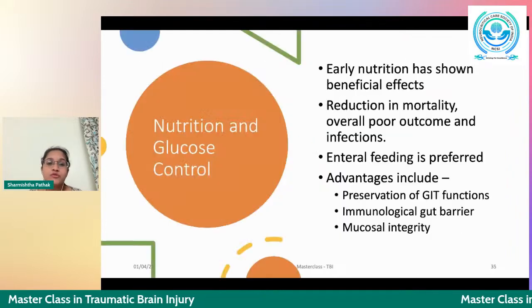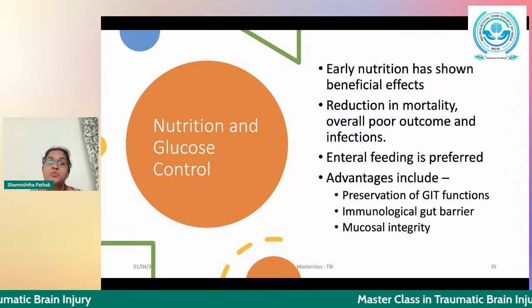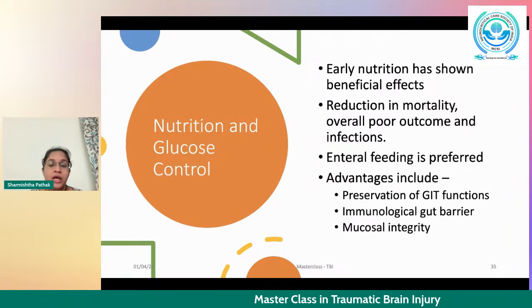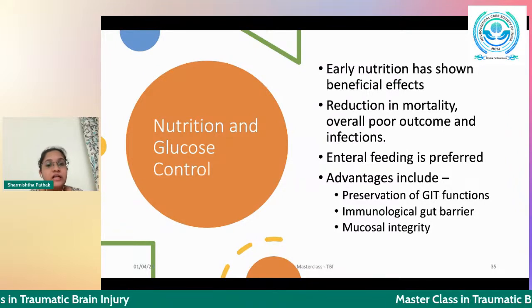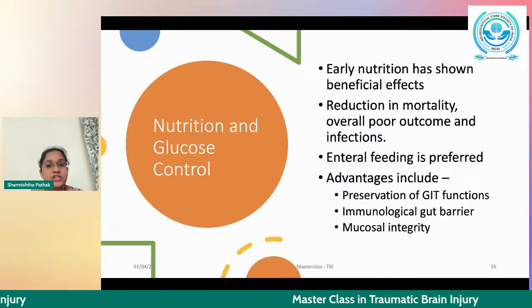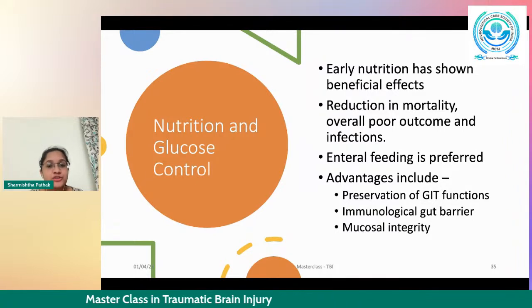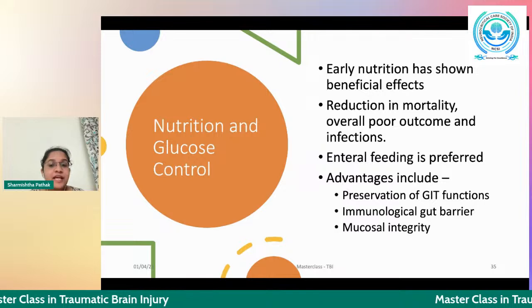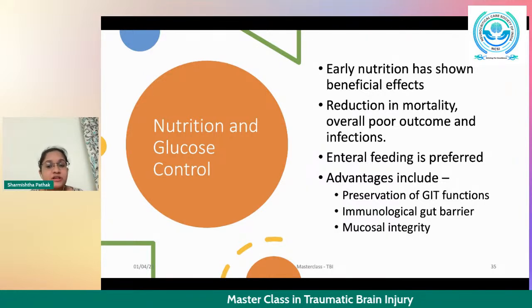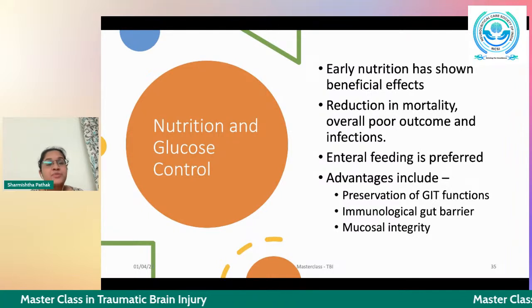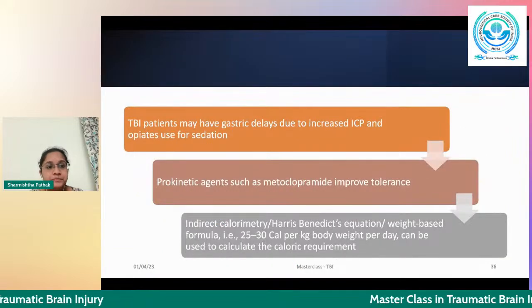Nutrition and glucose control form a very important part in management of TBI patients in the ICU, as it has been seen that providing early nutrition to these patients has beneficial effects, has good recovery and early rehabilitation, results in reduction in mortality, and reduces overall poor outcome and infection rates. Enteral feeding is always preferred in TBI patients, as it provides us with the advantages of preserving the GIT functions, immunological gut barrier is preserved, and it preserves the mucosal integrity.